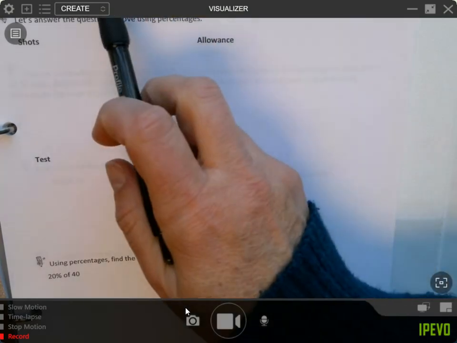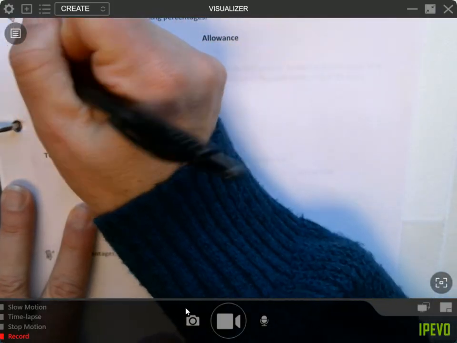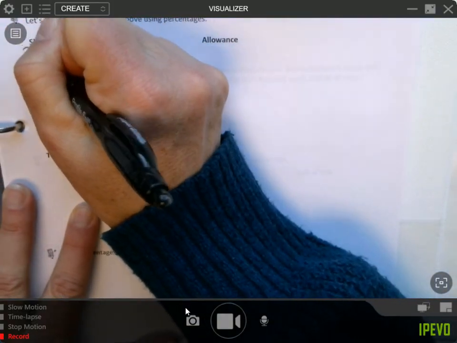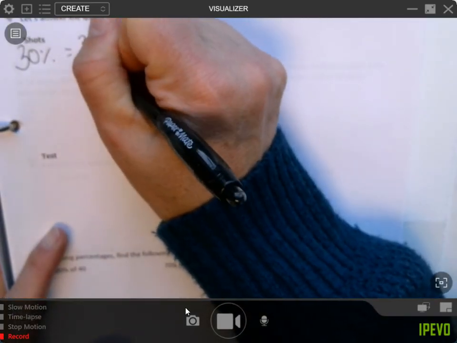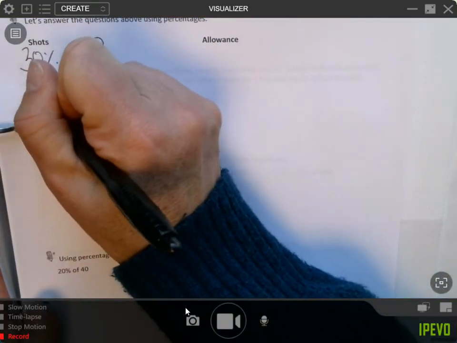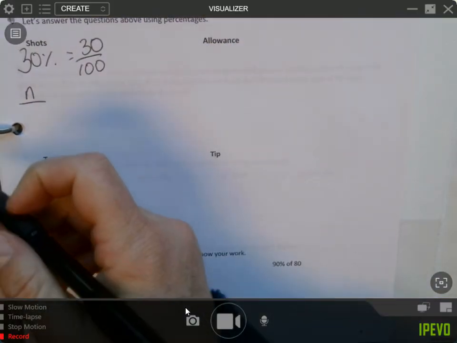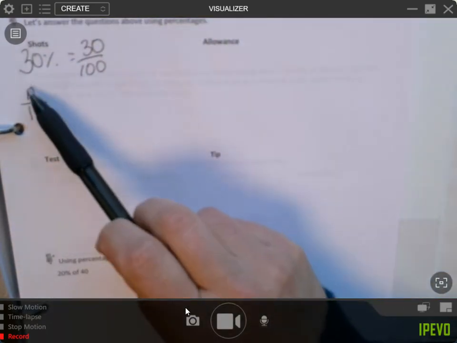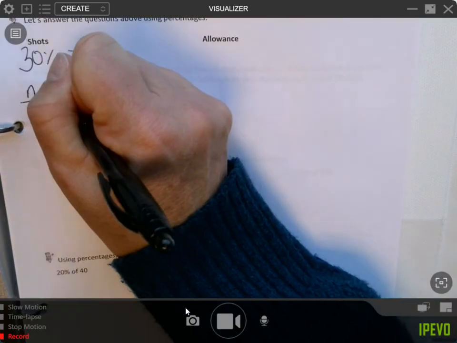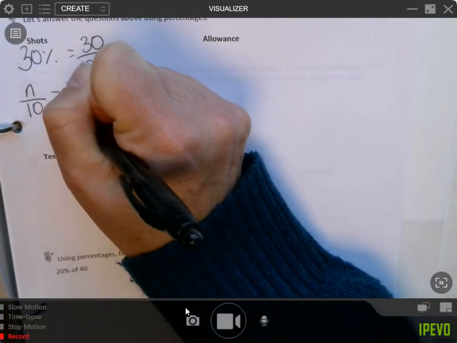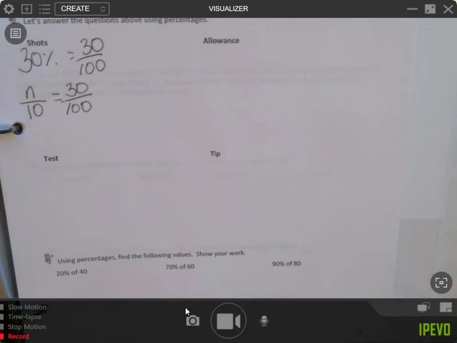All right. We know that she made 30% of her shots. So 30% would be what fraction? Adeline? 30 over 100. So we want to know how many shots she made out of 10. So we had 10 shots and she made 30%. We don't know how many shots out of 10 she actually made, but we know that it equals 30%. So we're going to use those fractions.